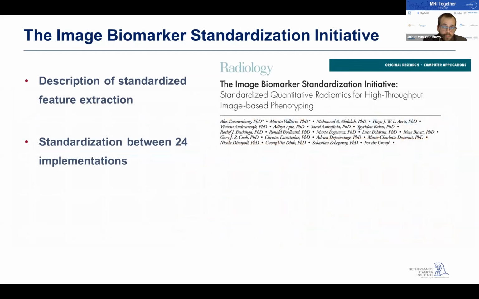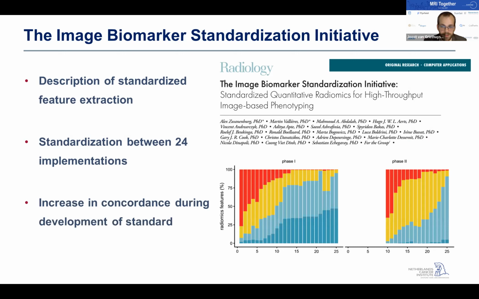Fortunately, in recent years, there's been a new initiative called the Imaging Biomarker Standardization Initiative, which aimed at creating a description of standardized feature extraction. They started out with 24 different teams, and through many meetings, we tried to get some sort of standard on how one should perform a radiomics feature extraction. And what we actually saw during these meetings is that the concordance between the different feature packages increased dramatically.